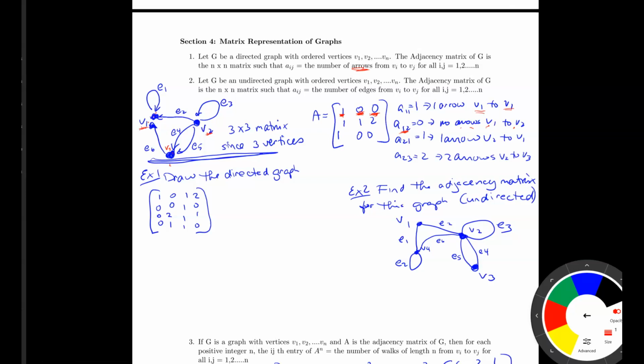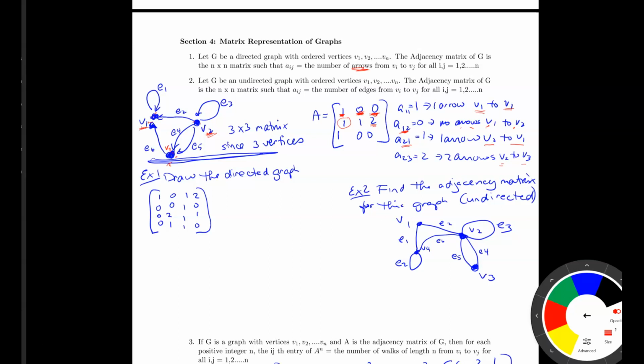Okay, so let's look at 2,1. So 2,1 would be this. So row 2, column 1, then that's the number 1 because there's one arrow from V2 to V1. So from V2 to V1, there's one arrow going in. Let's look at this one that says the number 2. It's a little bit different. There are 2 arrows going from V2 to V3. So from V2 to V3, I have 2 arrows, right? So that's where the entries come from.